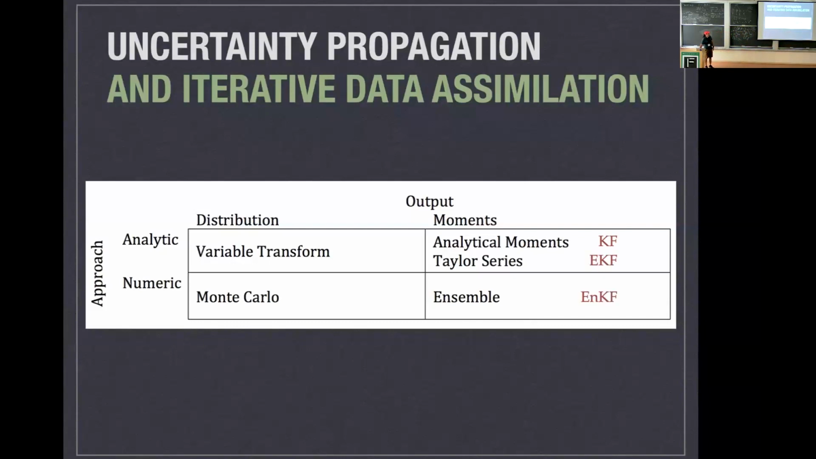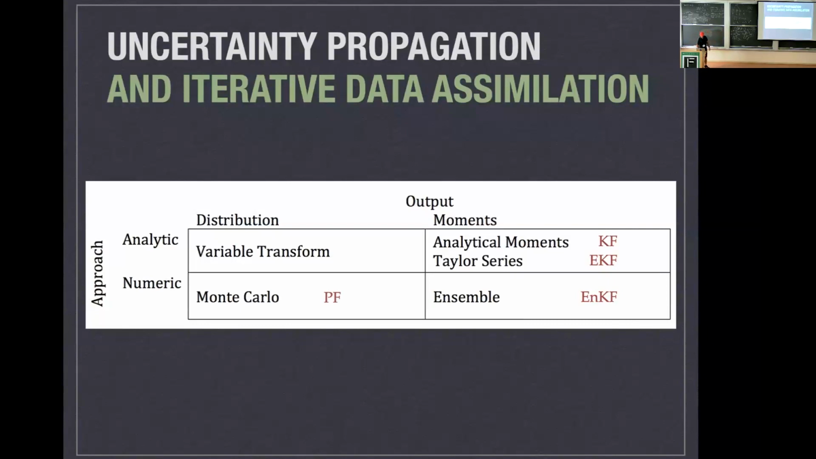If you propagate your uncertainty using an ensemble, you use the cleverly named ensemble Kalman filter. And then there's this thing called a particle filter that deals with when you are doing your uncertainty propagation using a large Monte Carlo ensemble, and yeah.